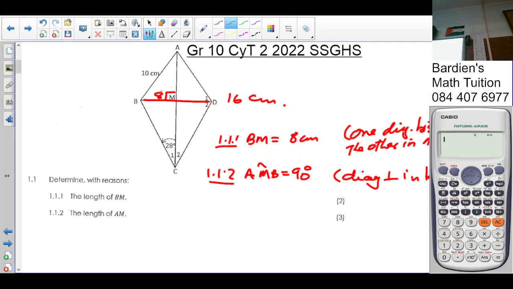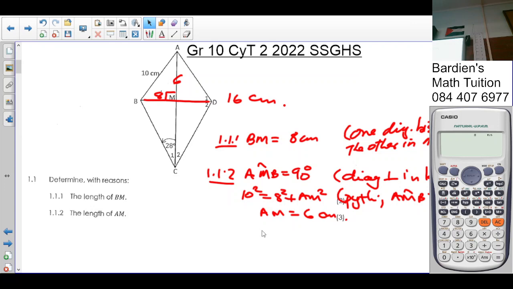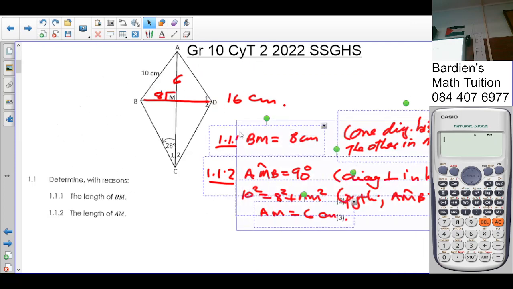Okay. So now I've got the right angle triangle. So now I can say that 10 squared is equal to 8 squared plus AM squared. And your reason here, of course, is Pythagoras with angle AMB equals 90 degrees. So that works out to be 36, so AM works out to be 6 centimeters. Again, I put that on the diagram so I can remove this here. I would like to keep the diagram in focus.